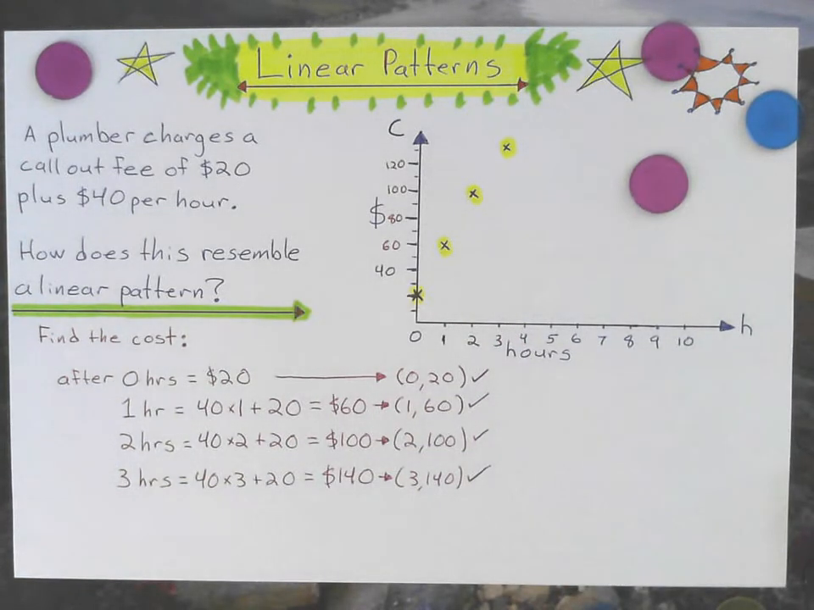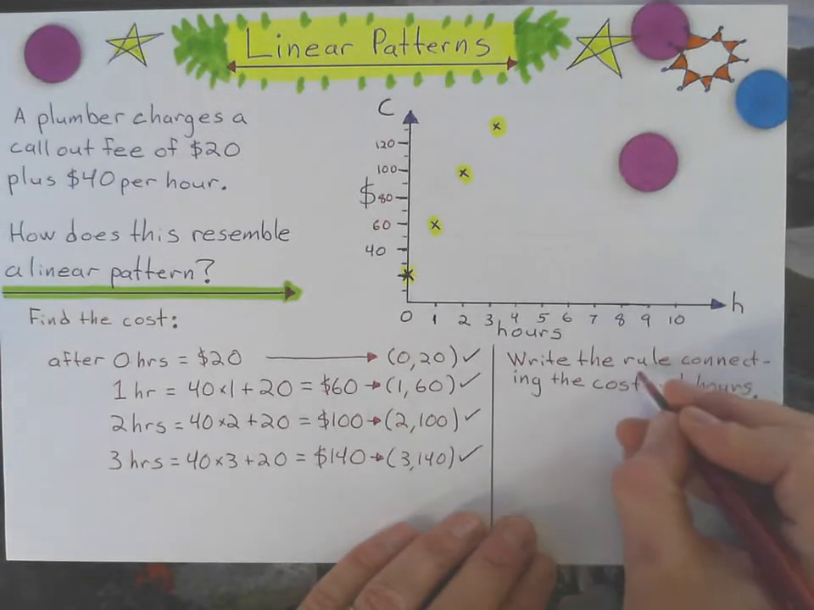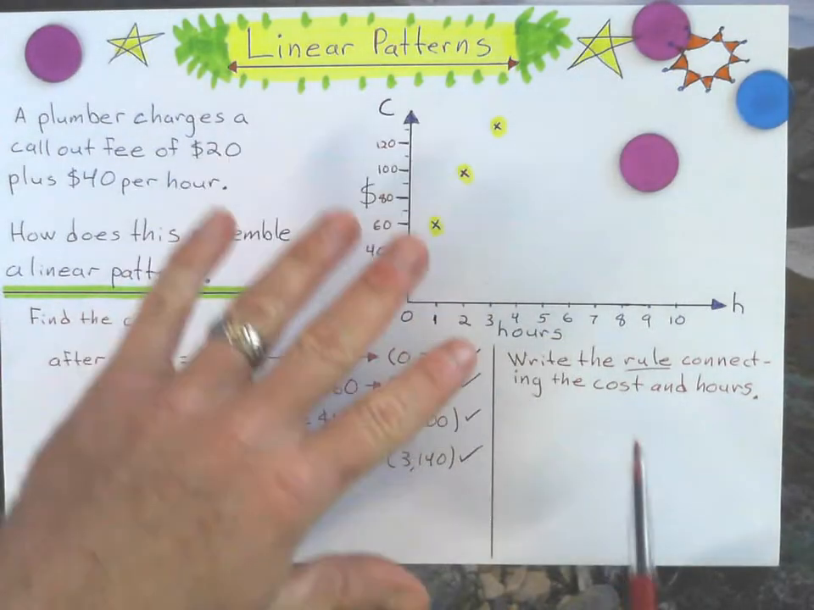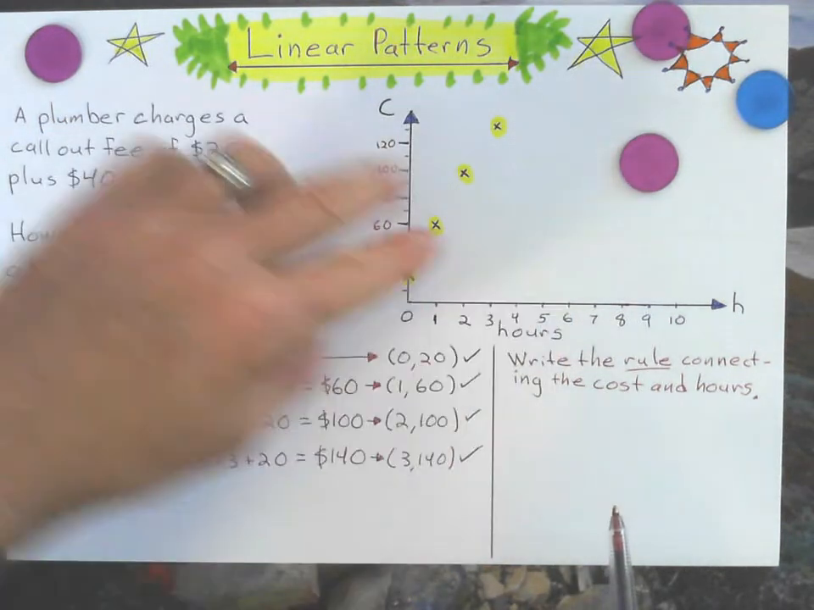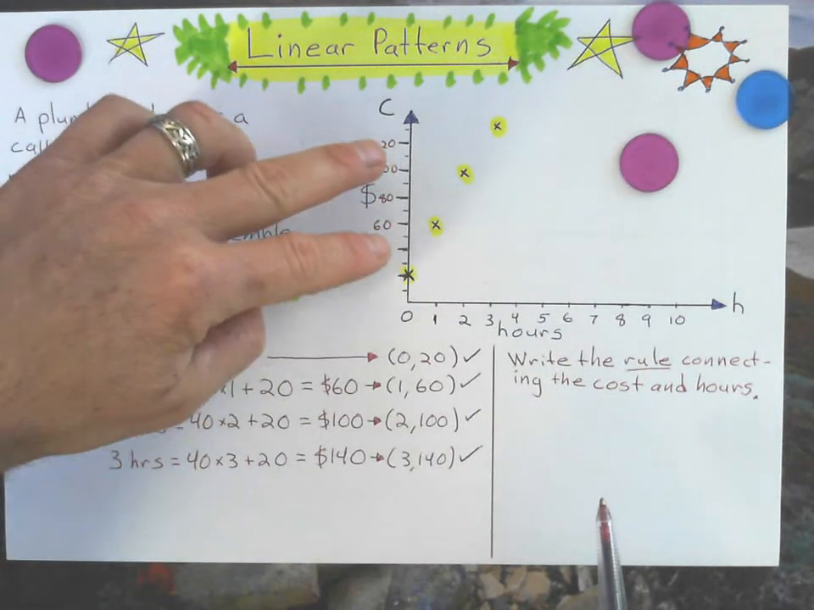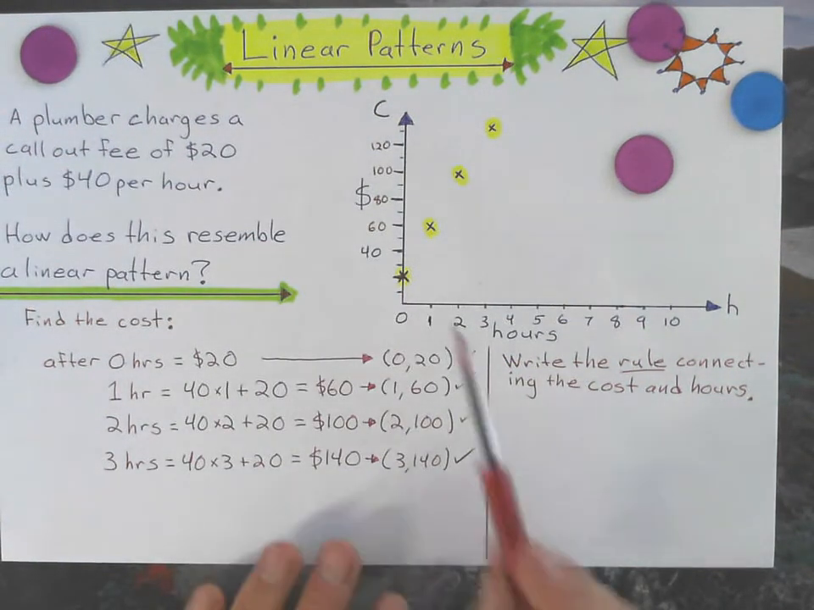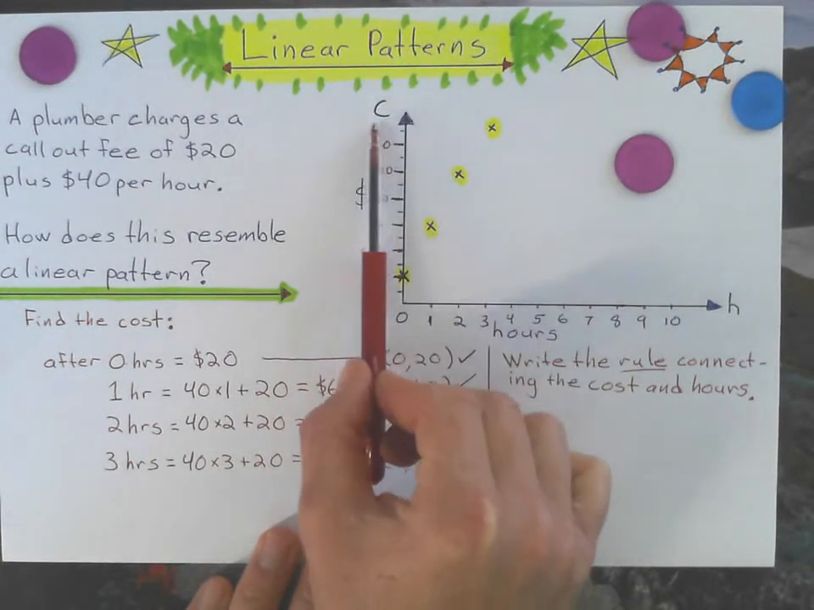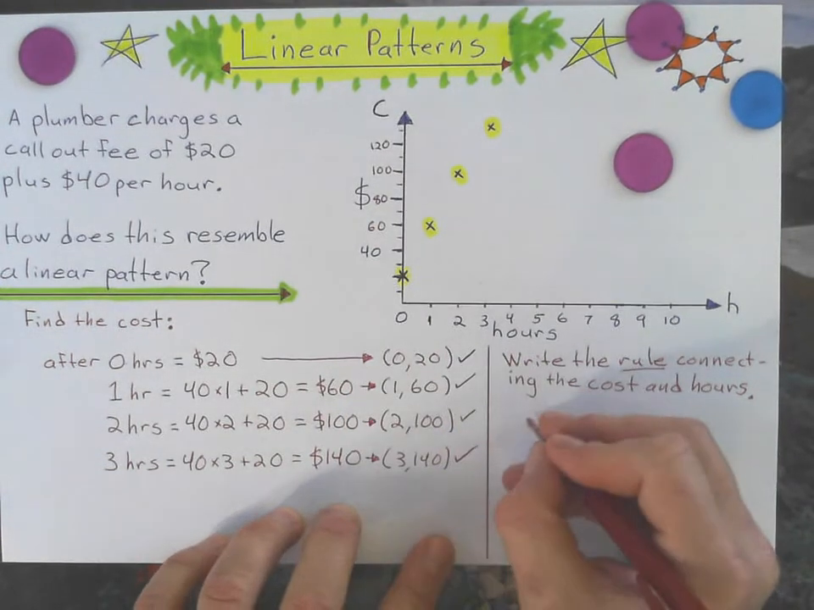So next question. Okay, so write the rule connecting the cost in hours. In math, this word right here, it means write the equation connecting these two variables. Okay, so when we have something like this, it's kind of confusing, but the cost depends on the number of hours. So the cost is what we call the dependent variable. Cost depends on hours. So when we write the rule, this dependent variable, whatever is on the vertical axis, is the dependent variable.